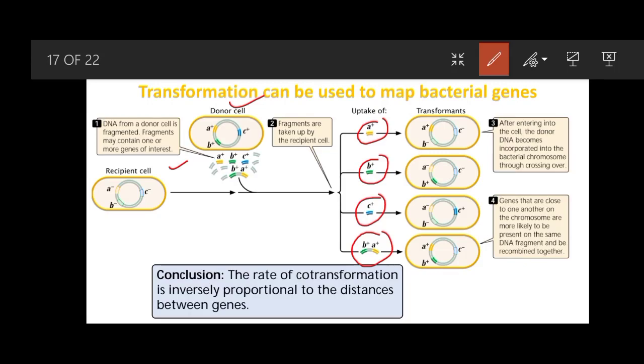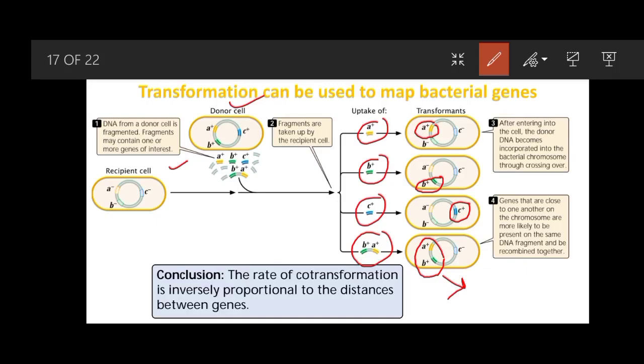So this cell is a transformant, and it contains the A plus gene, and say this second cell contains the B plus gene, and this third contains the C plus gene. But in the case of this fourth strain, there are two genes, A plus and B plus. So this strain is known as a co-transformant, containing A plus and B plus.